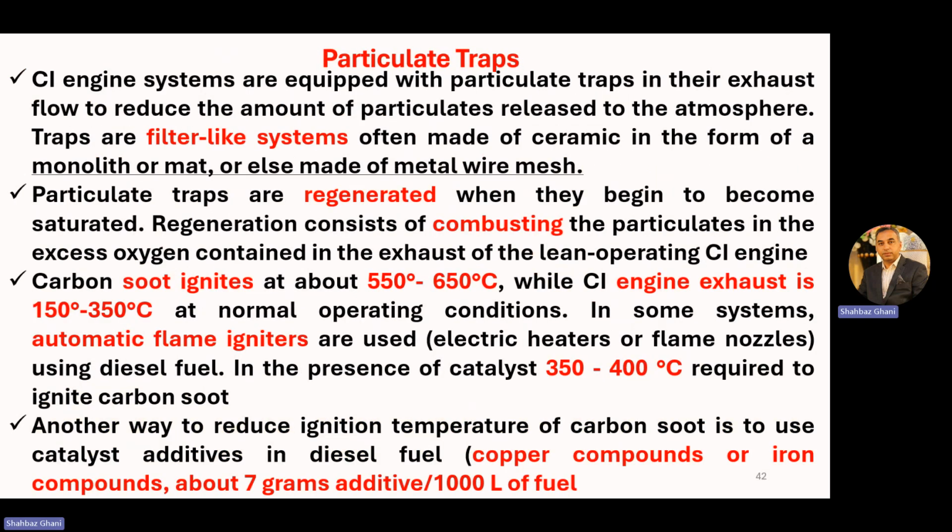Now, particulate traps. CI engine systems are equipped with particulate traps in their exhaust flow to reduce the amount of particulates released to the atmosphere. Those particulates are solid carbon particles, soot. Traps are filter-like systems, often made of ceramic in the form of monolith or mat, or else made of metal wire mesh.